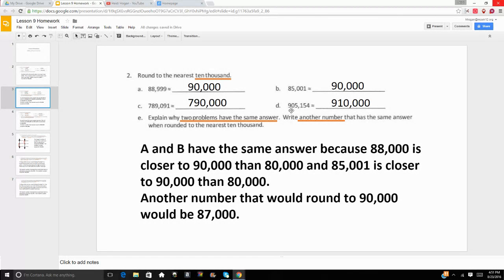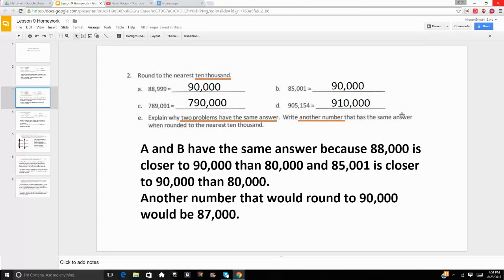And we have a 0 in the 10,000s place. So is it closer to 900,000 or 910,000? Again, just a little bit over, but 910,000. Now, you can see that A and B have the same answer. They don't tell you that it's A and B. It says explain why 2 problems have the same answer. And this is one of those times where if you're looking at your answers and you don't have 2 answers that are the same, well, right away you need to go back and check A, B, C, and D. And hope that you get 2 answers that are the same, which I did, which was 90,000 and 90,000.